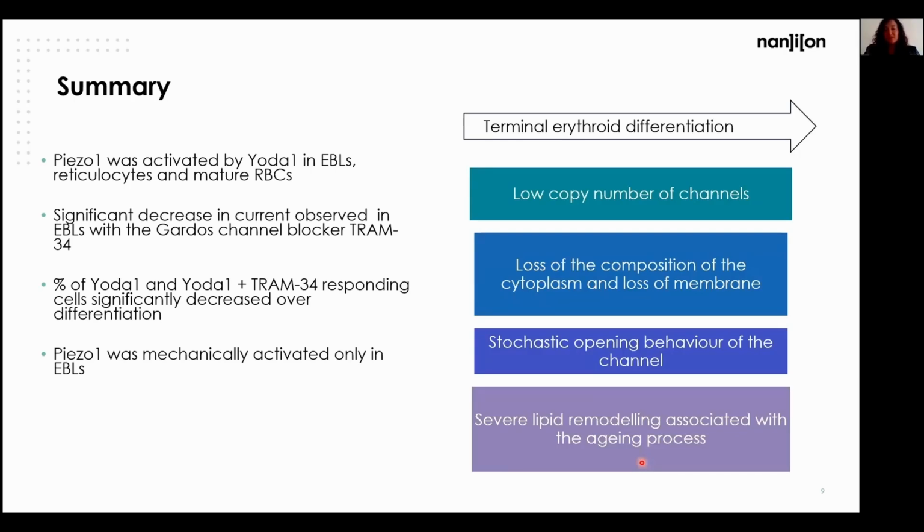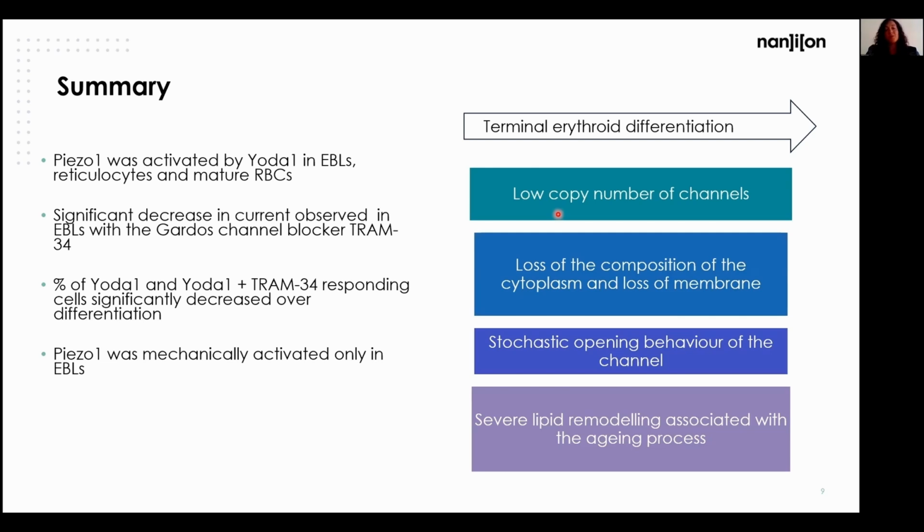Here are some explanations of why we observed these results. During terminal erythroid differentiation, many things happen. As we said before, the channels are present at low copy number, and it decreases over differentiation. Then, through the differentiation process, there is a big loss of cytoplasm composition and loss of membrane, so also the possible loss of proteins inside the membrane. Then we have to consider that the opening of the channel can be random.